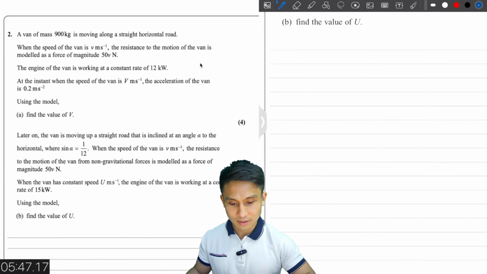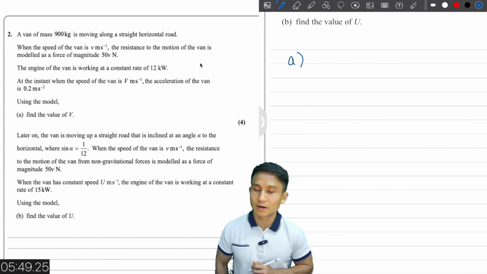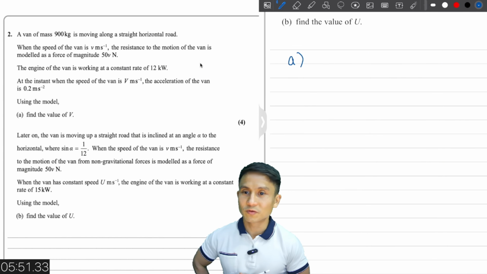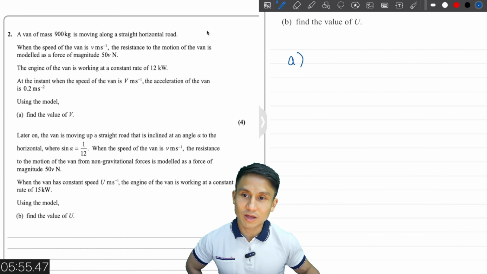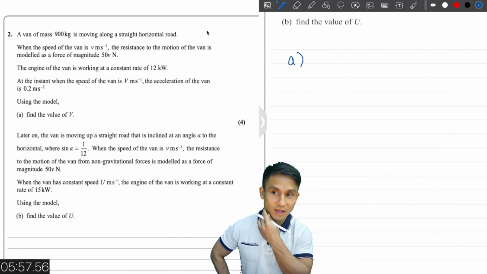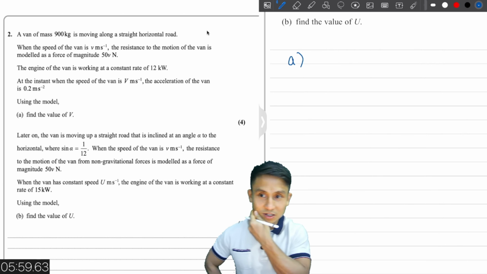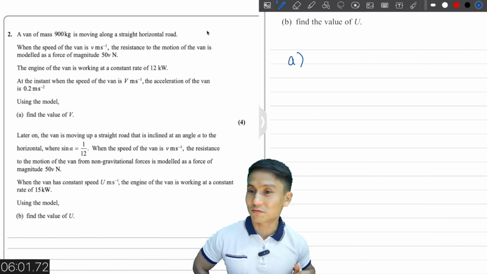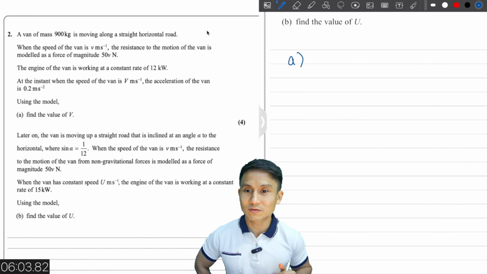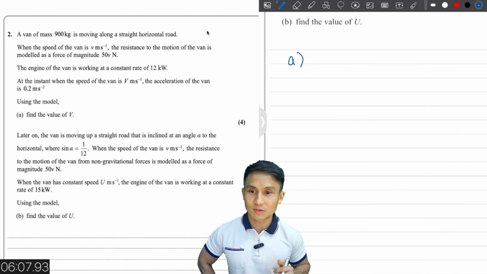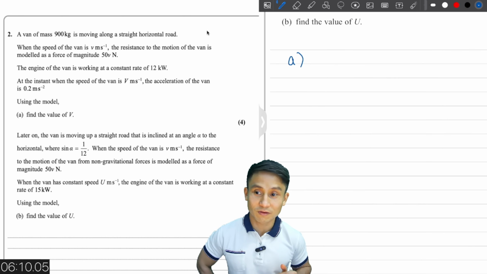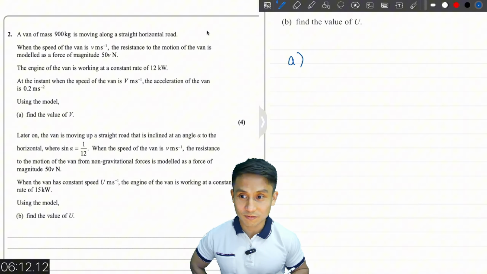Okay, question 2. A van of mass 900 kilograms is moving along a straight horizontal road. When the speed of the van is v, the resistance to the motion of the van is modeled as a force of magnitude 50v newtons. The engine of the van is working at a constant rate of 12 kilowatts. At the instant when the speed of the van is v, the acceleration of the van is that. Using the model, find the value of v.